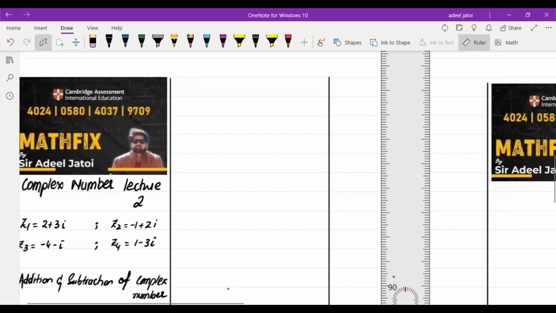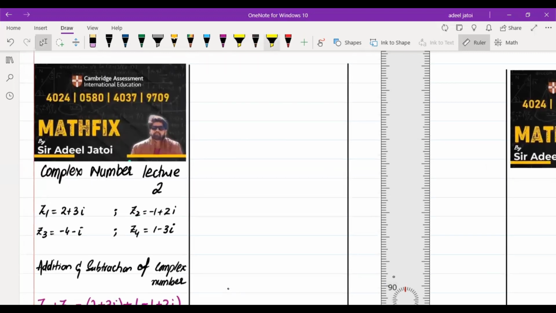Considering the same values, now we are doing Z2 minus Z1. Minus 1 plus 2 iota minus minus 4 minus iota. This will be minus 1 plus 4 plus 2 iota plus iota, which means minus 1 plus 4 is 3, plus 3 iota.